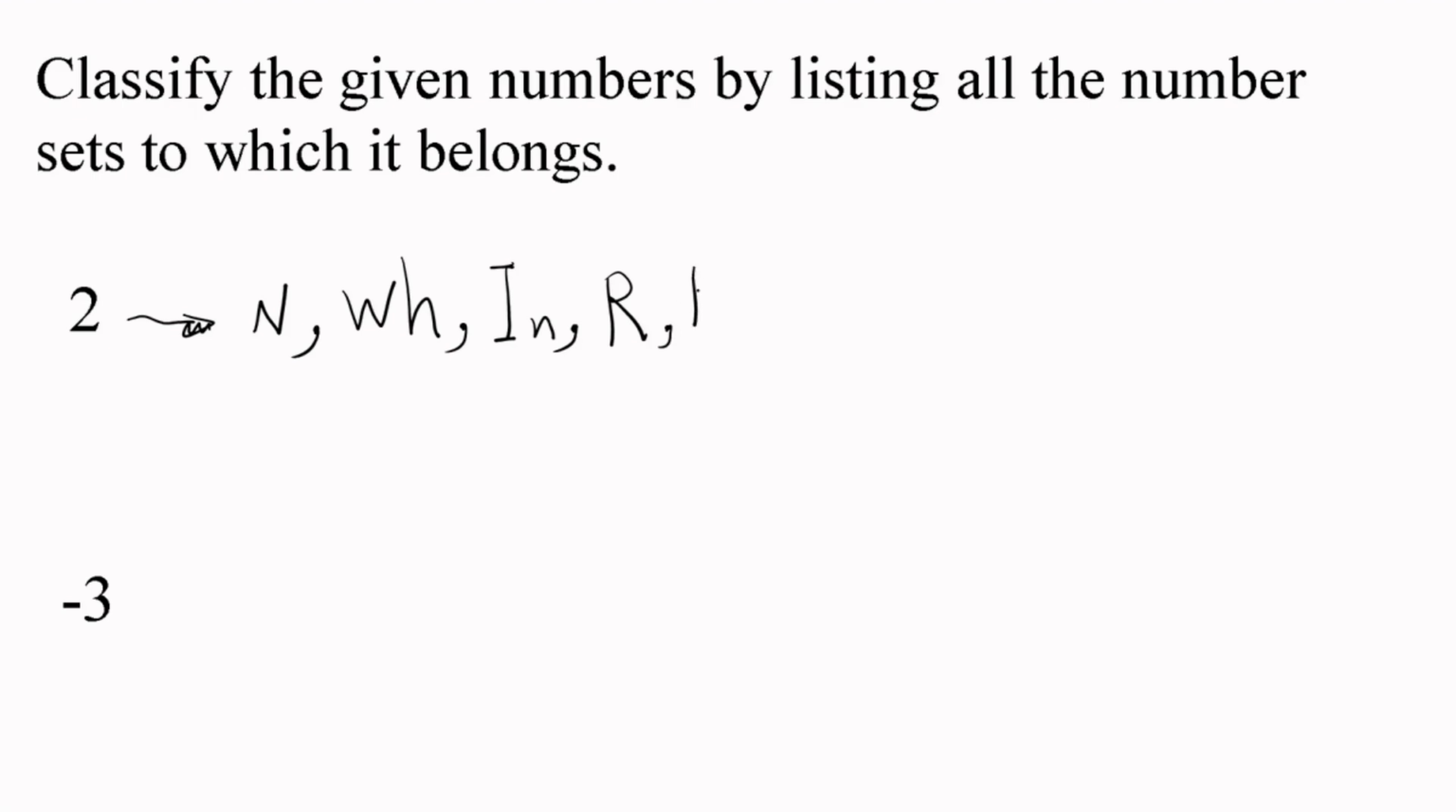After that, it's going to be a real number. So these are all the sets that 2 belongs to. What about negative 3? I told you always start with the smallest group. Is it a natural number? No, because it is negative. Is it a whole number? No, because it is negative. Is it an integer? Yes, of course it is an integer. So I can realize that this is going to be a rational number and consequently it's going to be a real number, right?